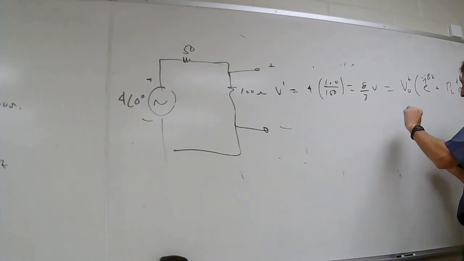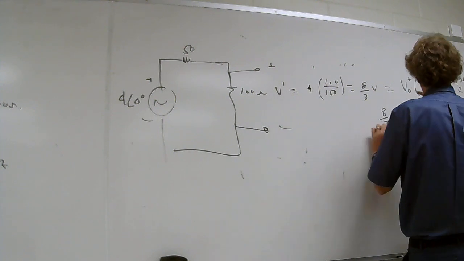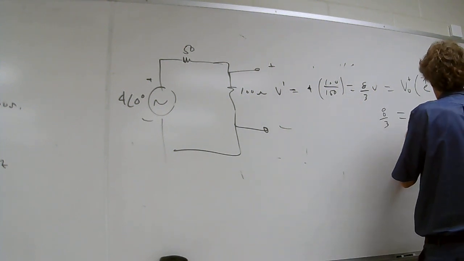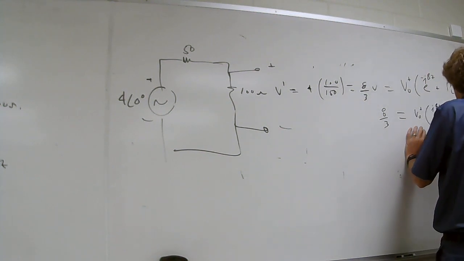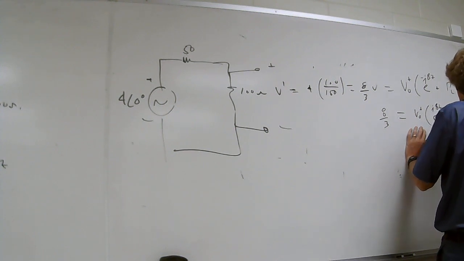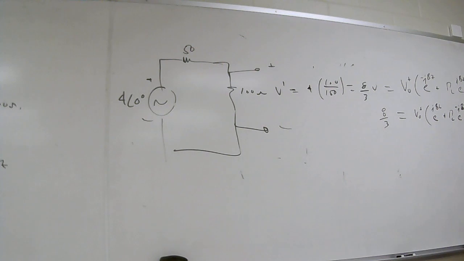So I'm going to go ahead and do that. So this is equal to 8/3, which is equal to V naught plus times, and here it will be e to the plus j beta L, plus the reflection coefficient at the load times e to the minus j beta L, only because z here is at minus L. Please just appreciate that I'm trying to show you all the subtleties you have to be aware of. It's not just L, it's minus L.